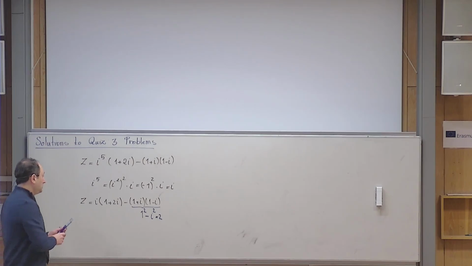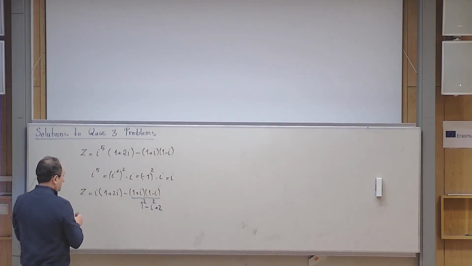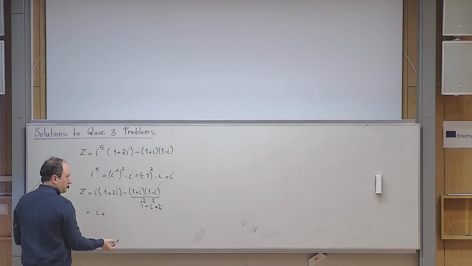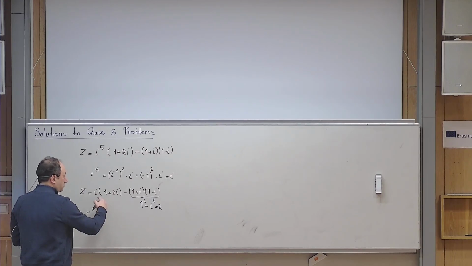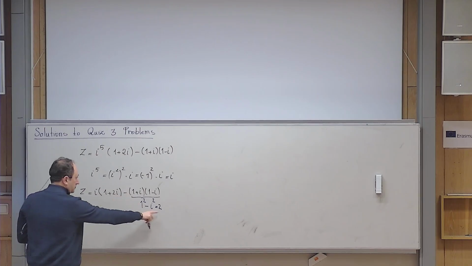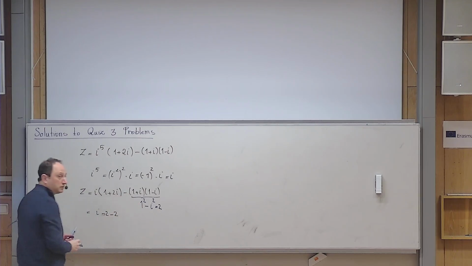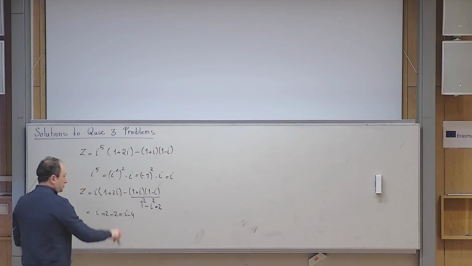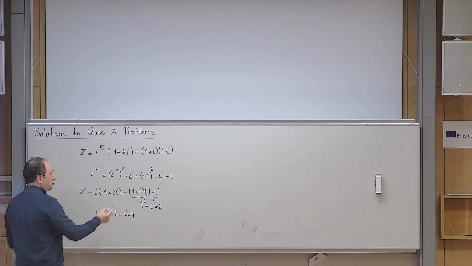And then I multiply this i in, so this becomes i times (1 plus 2i) squared. But what is (2i) squared again? i squared is minus 1, so (2i) squared is minus 4. And then I have a minus 2. So the answer is i minus 4, if you write this correctly.